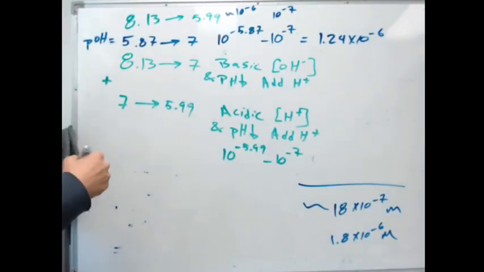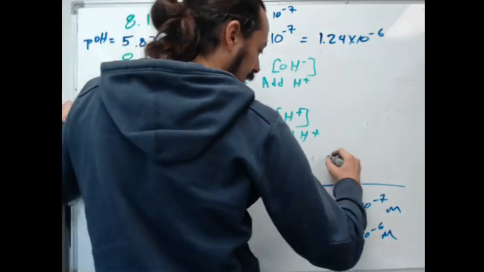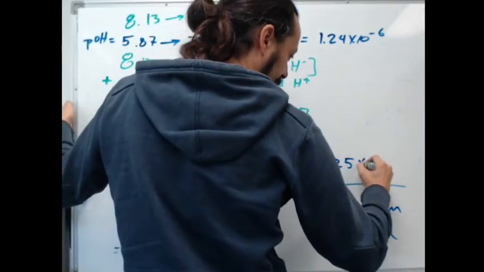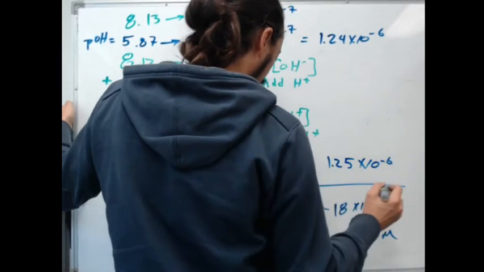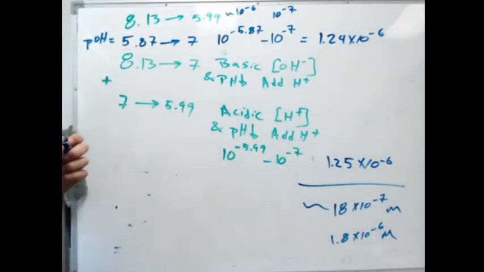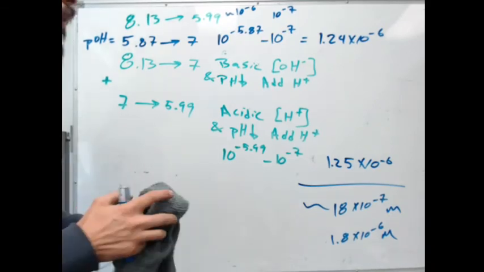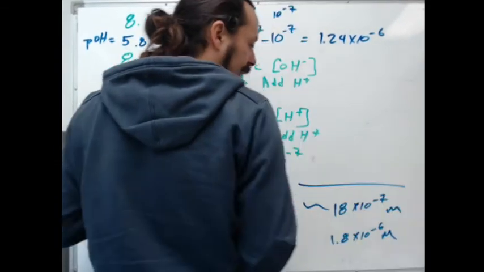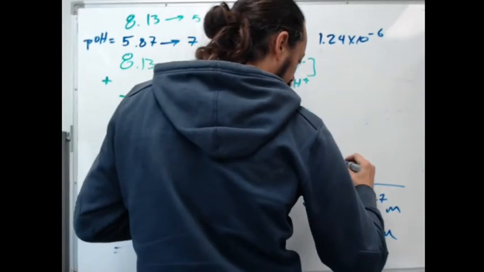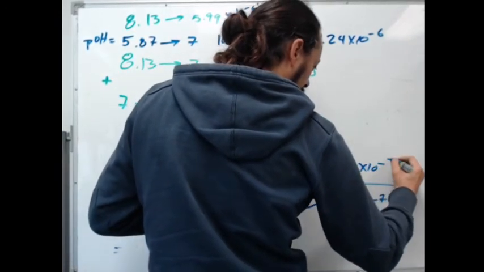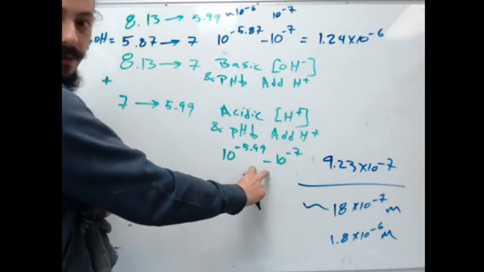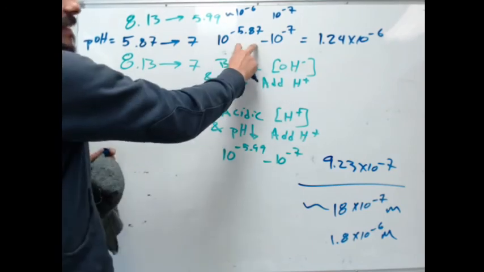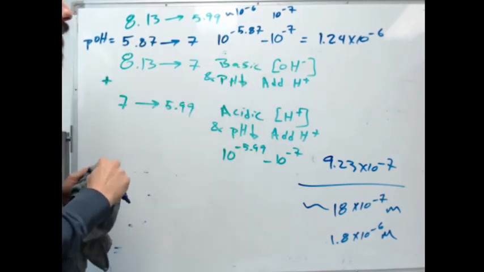I got 1.25 times 10 to the negative 6. Wait, no, that's way different than the first one. No, I got 9.23 times 10 to the negative. For this one? Yeah, that's what I got. Okay, which one? I believe for this one. It's like you didn't even do it. Oh wait, I'm confused which one you're asking for. I was just asking for this difference. Oh, okay. And then just this difference. Yeah. Cool.